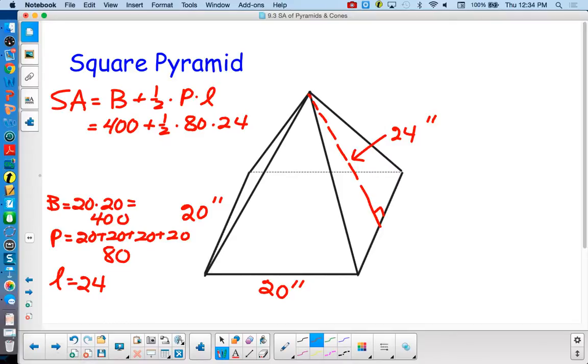But if you need to do parts of it, just looking at how some are doing it, what's 1/2 times 80 times 24? If you didn't do that for me. What's 1/2 times 80 times 24? 960? Okay, so 400 plus that sounds like 1,360 square inches for our final answer. And how many got it right? Okay, quite a few on that one. Questions on it?